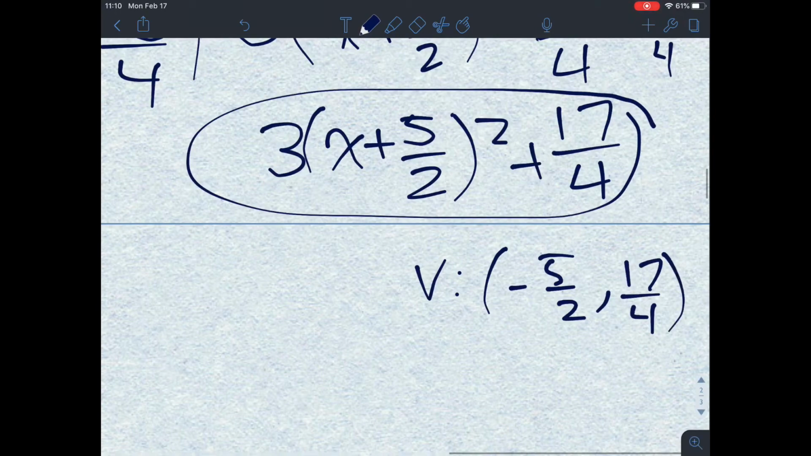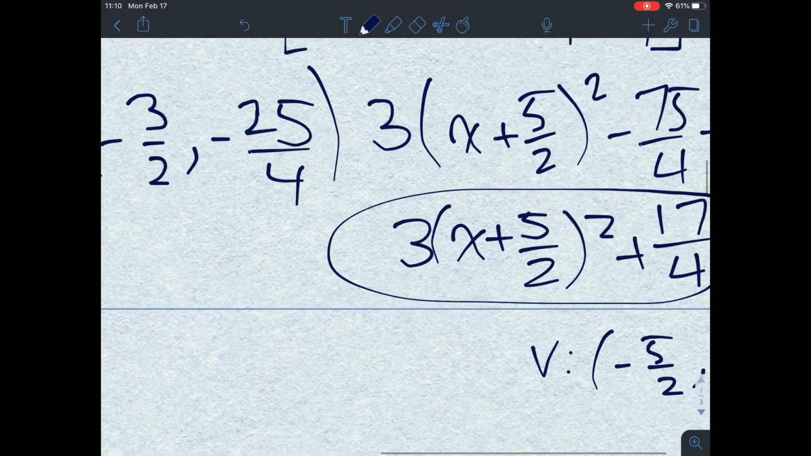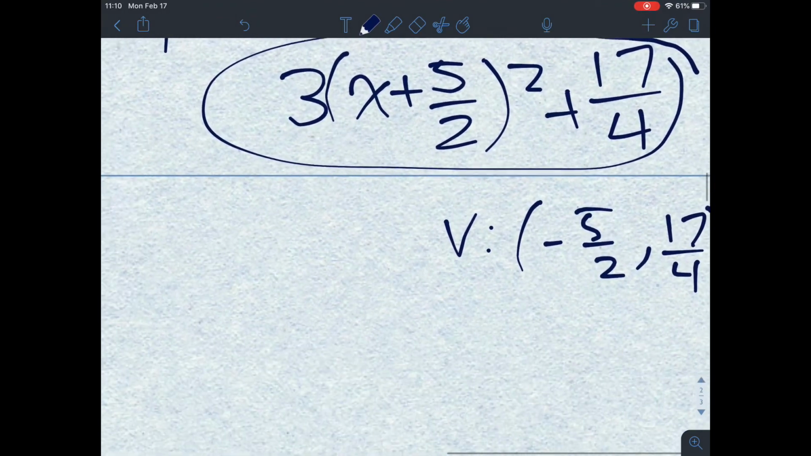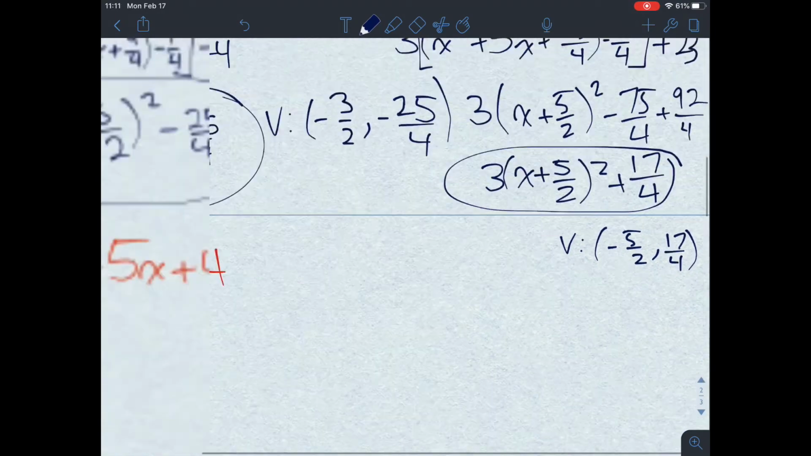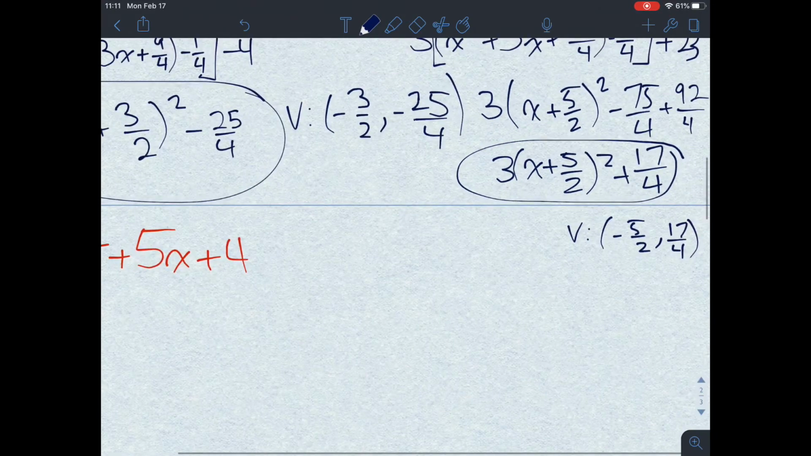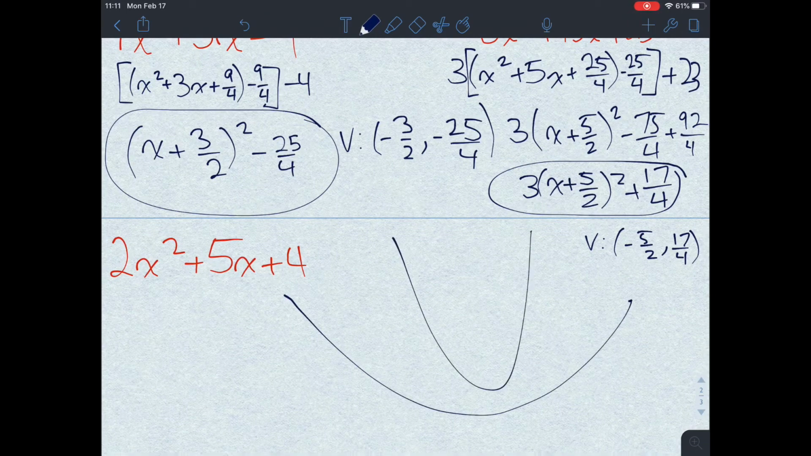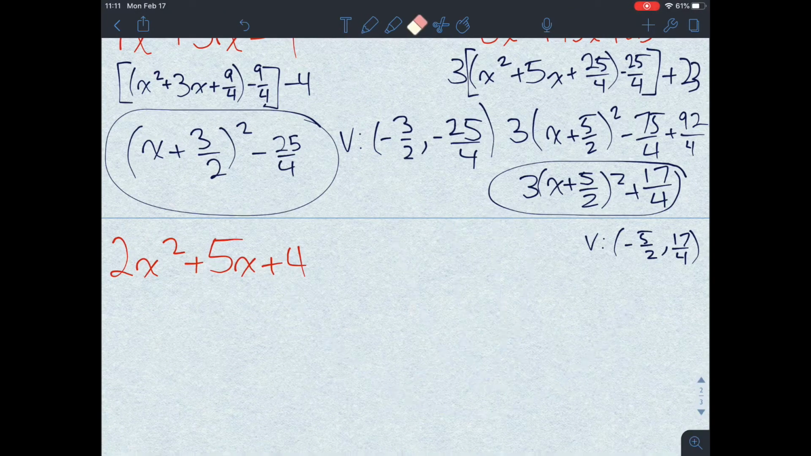One thing I forgot to tell you guys, this coefficient here, the 3, it doesn't really matter in the vertex. What the 3 basically does is, in the parabola, instead of it being wide like it normally is, it becomes a lot thinner. And if this ever becomes a fraction, like 1/2 times x plus 5 over 2, then it would become even wider than the normal x squared. And this would probably be like the 3x squared.